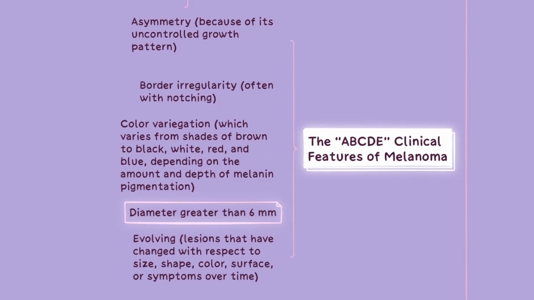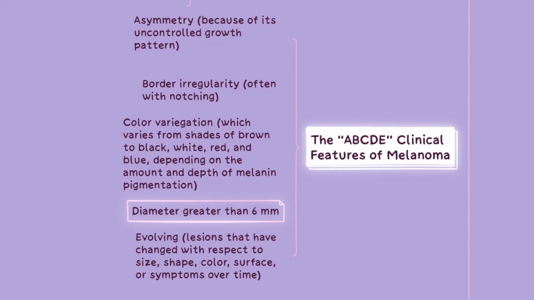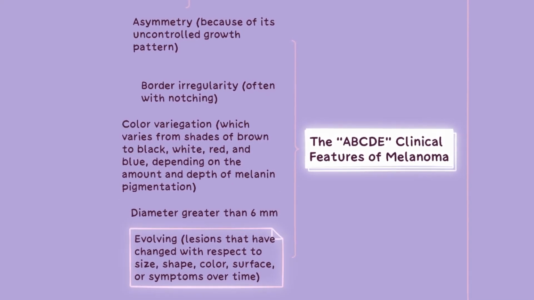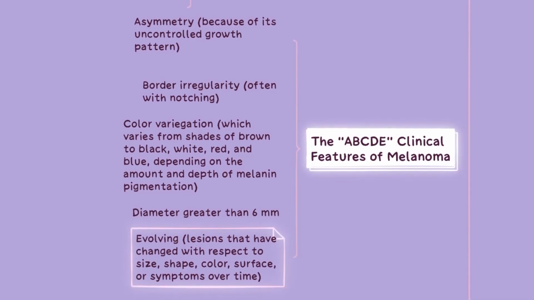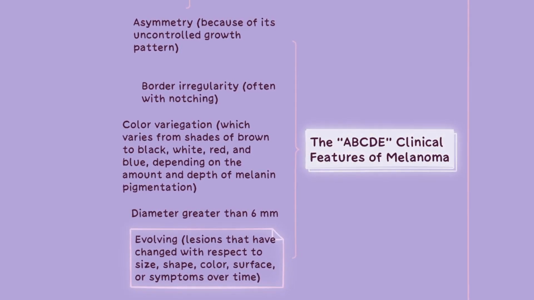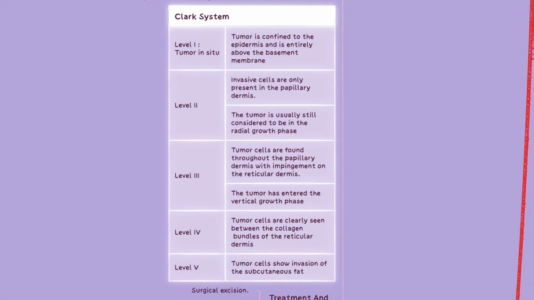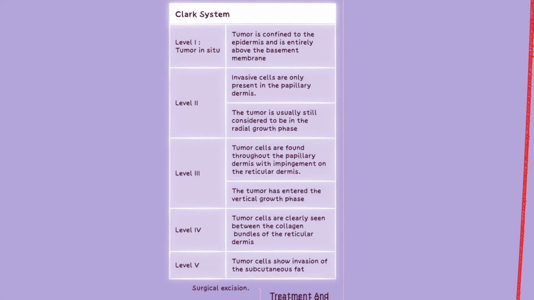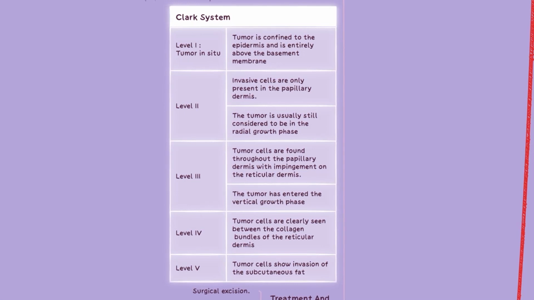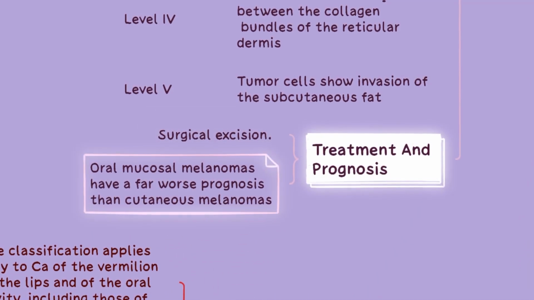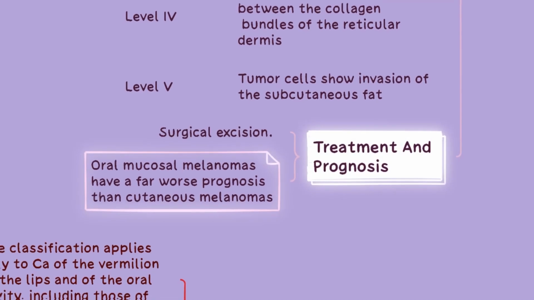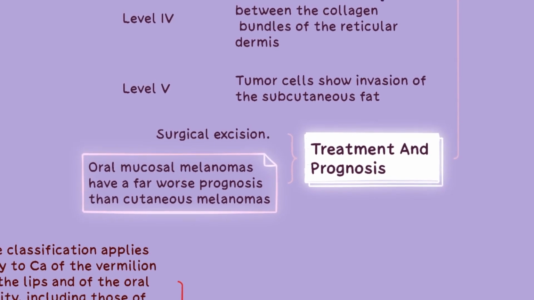D, A diameter greater than 6 mm. E, Evolving. Melanomas often show changes over time, such as growth, shape alteration, color variation, or other symptoms. This table gives the Clark system for grading of malignant melanoma. You can pause the video here and make a note of it. Surgical excision is the choice of treatment for melanomas. Oral mucosal melanomas have a far worse prognosis than cutaneous melanomas.